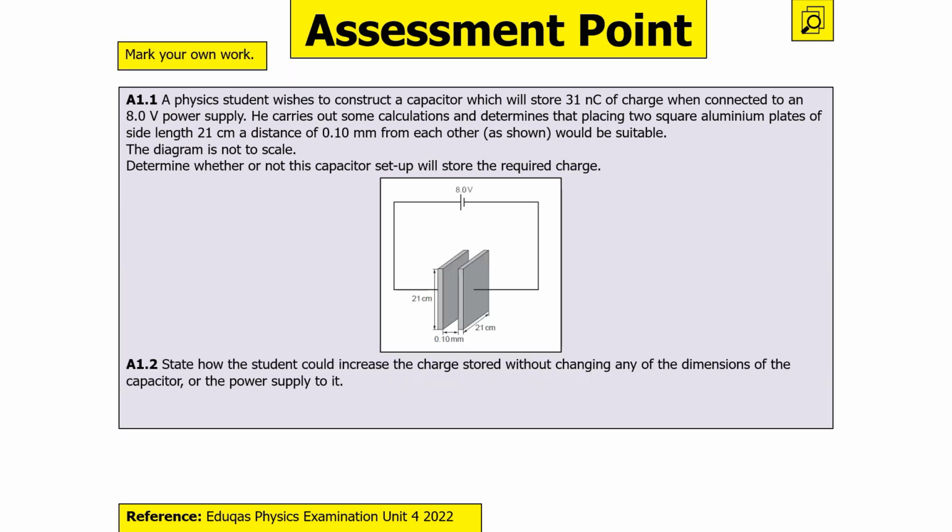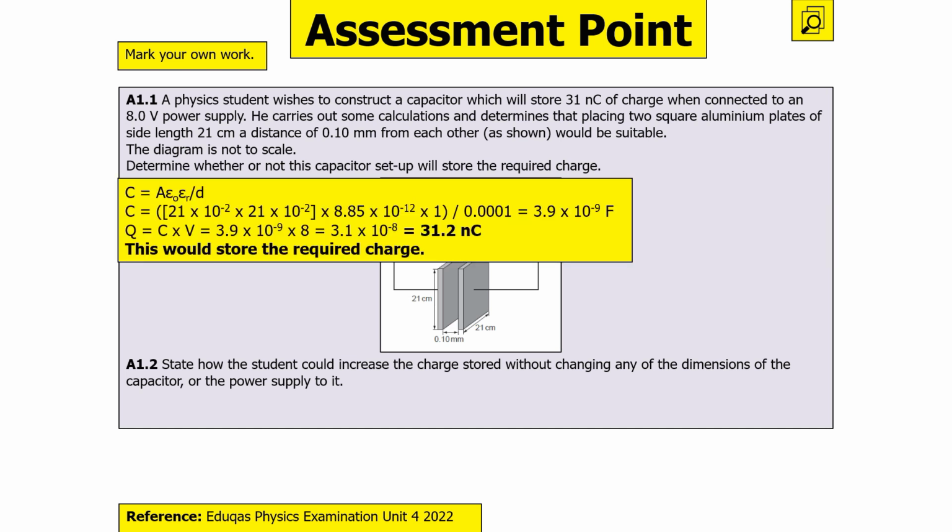Right, in this first one, you're using a parallel plate capacitor equation. So you use that parallel plate capacitor equation, convert centimeters and millimeters into meters, and work the capacitance through. So it's 3.9 times 10 to the minus 9 farads. You can then say charge is equal to CV. You know what V is going to be because it's an 8-volt supply. So it's 31.2 nanocoulombs.